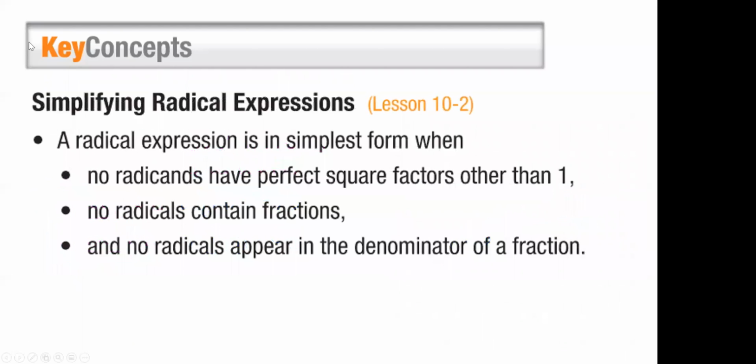All right, next section talks about simplifying radical expressions. It's only simplified when no radicands have perfect square factors other than 1, no radicals contain fractions, and no radicals appear in the denominator. And you have to say on the quiz, that was the biggest mistake students made, is that they left a radical in the denominator, okay? So make sure you are mindful of that.